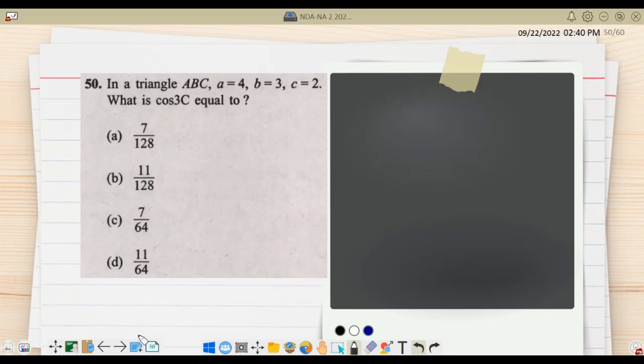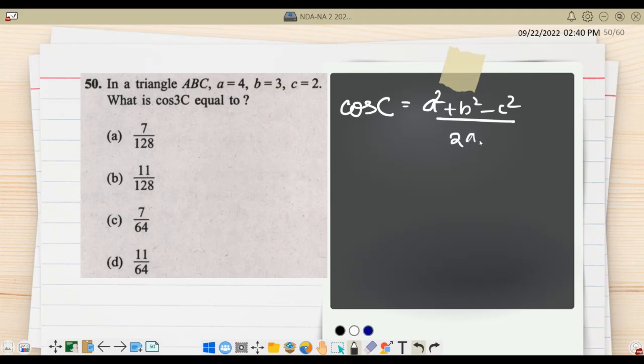Right? So now we're reaching the 50th question. In a triangle ABC, we have been given the dimensions. What is cos 3C equal to? So now we are going to find the cos C. So how to find this cos C? We have seen the formula before.